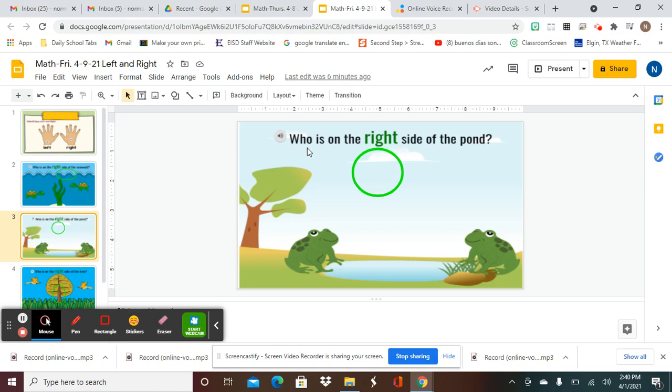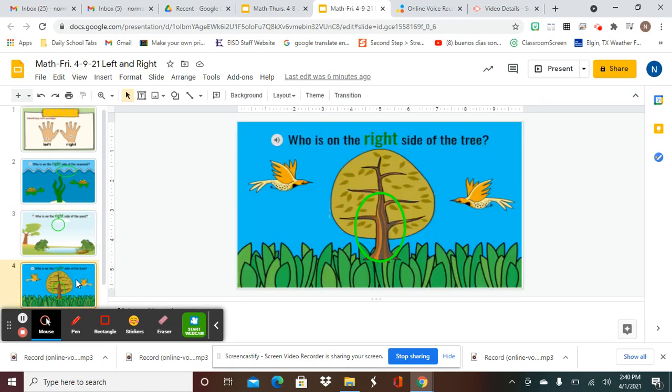On this question, it says, who's on the right side of the pond? So this is a pond, and these are frogs. So you have to choose which frog is on the right. You will choose it by moving that oval, okay? The next slide says, who is on the right side of the tree? So here's the tree, and your oval's right there in the middle. You're going to decide if this one's on the right, you put it over here, or if this one's on the right, you put it here. If you forgot which is right and which is left, you can go up here to the slide to remind you, okay?